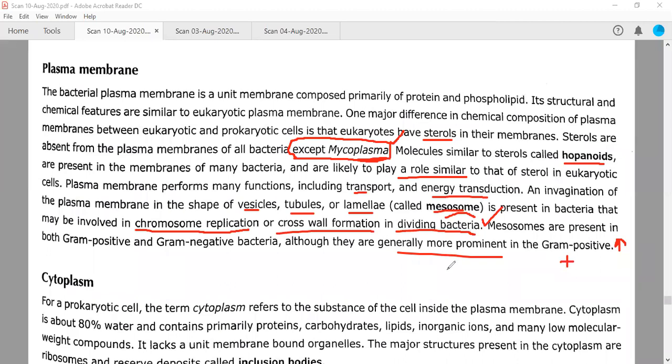So these mesosomes are present in both gram-positive and gram-negative bacteria, but they are more prevalent in gram-positive bacteria. As you know, this is about peptidoglycan synthesis, so cell wall synthesis. Gram-positive bacteria have a thick cell wall, and to make a cell wall it requires more energy. So it will require more mesosomes so that peptidoglycan can be made. Niharika is able to understand, fine.